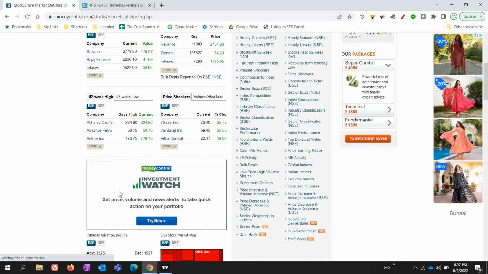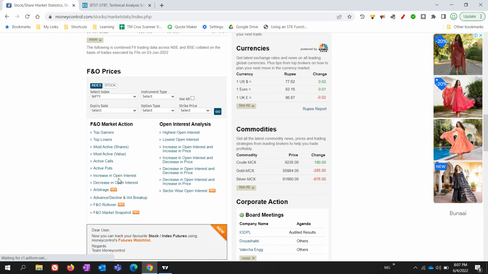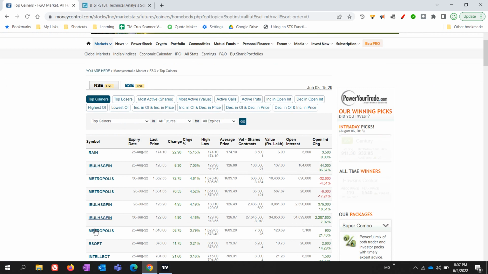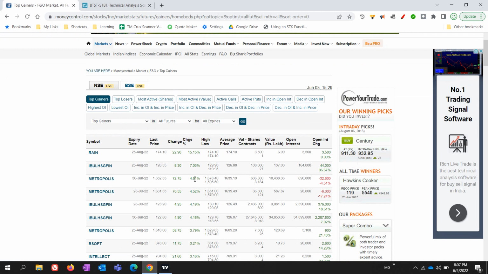So you need not worry about this cluttered page. We need to scroll down, and here you will get FNO market action. So this is the key area where we need to focus, FNO market action, and out of these scans available, you can select any one over here. I'm just clicking on the top gainers, and you will get all the stocks which are top gainers in the futures and options segment for the day.